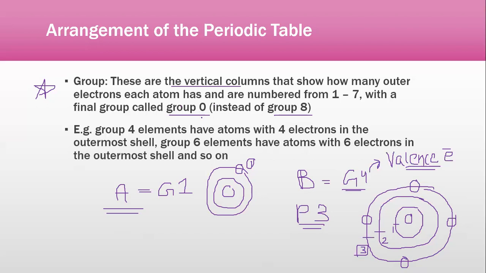Now, for example, group 4 elements have atoms with 4 electrons in the outermost shell. मतलब उनके 4 valence electrons होंगे. Valence, again I am repeating, means outermost. Moreover, group 6 elements have atoms with 6 electrons in the outermost shell and so on.